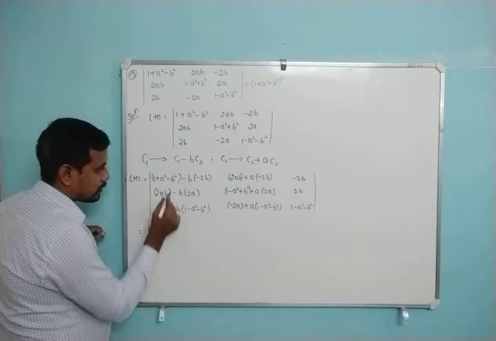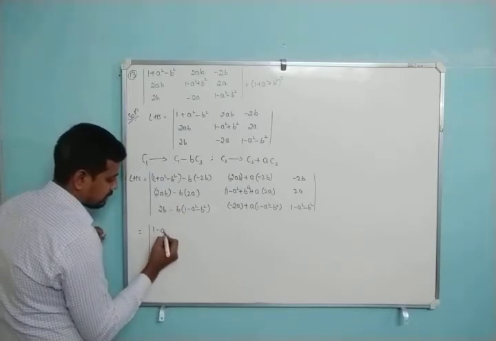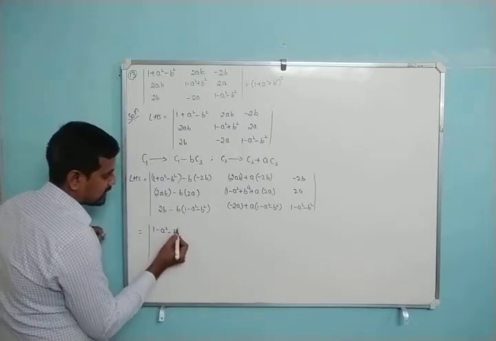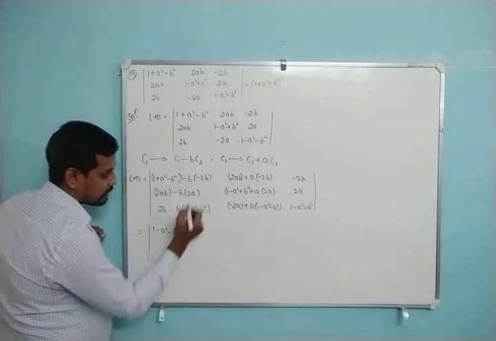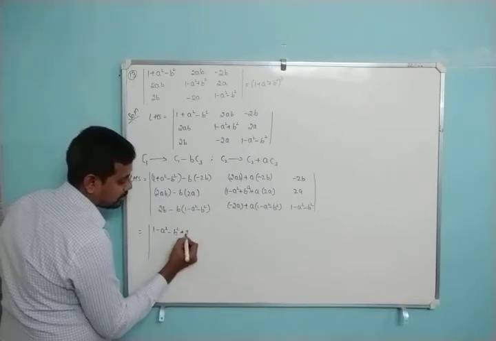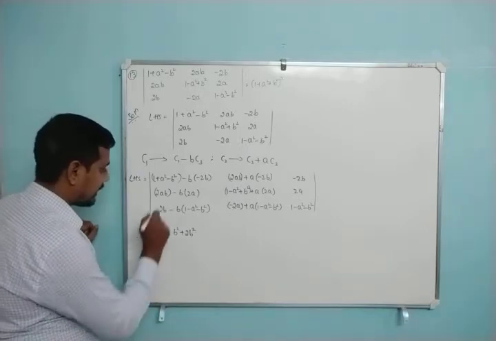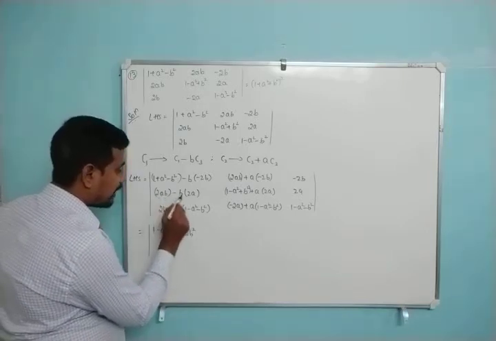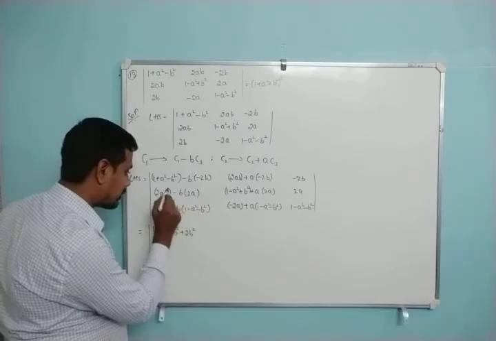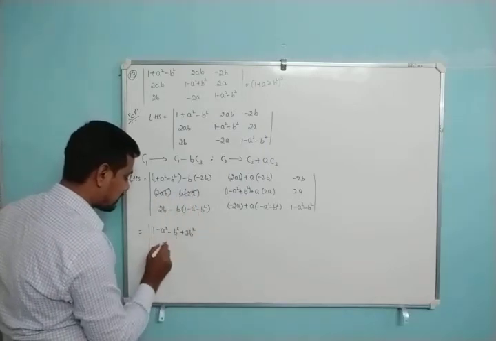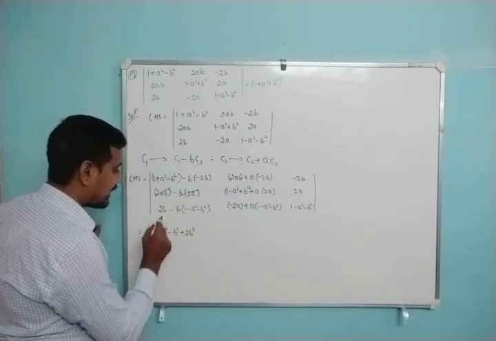1 minus a square minus b square, right? Minus b into minus 2b plus 2b square. Okay. And here b into 2a is 2ab. So 2ab cancels. So 0 remains.